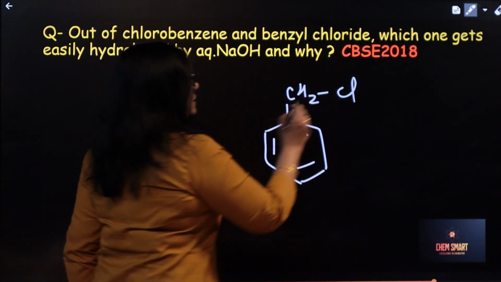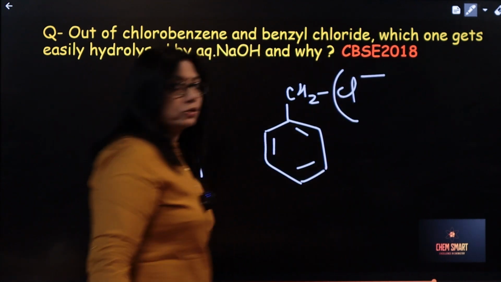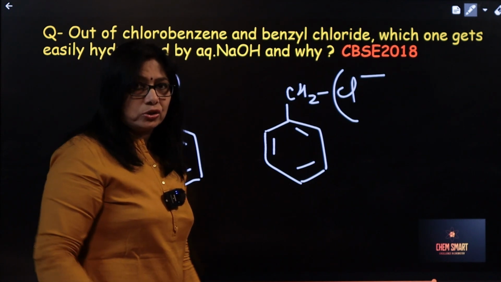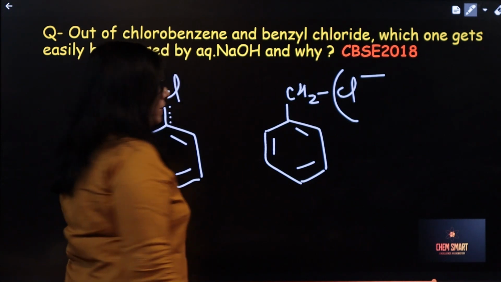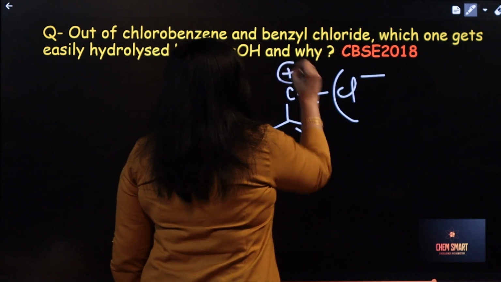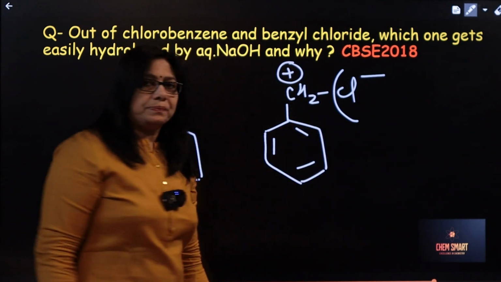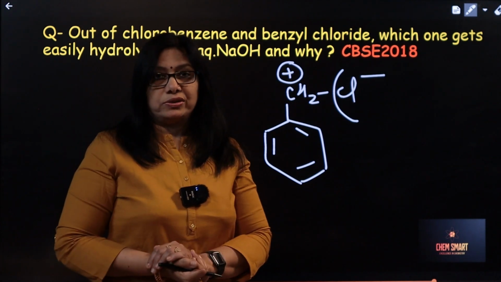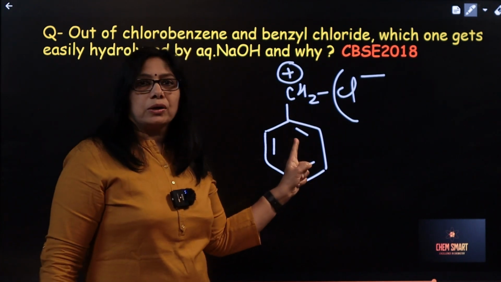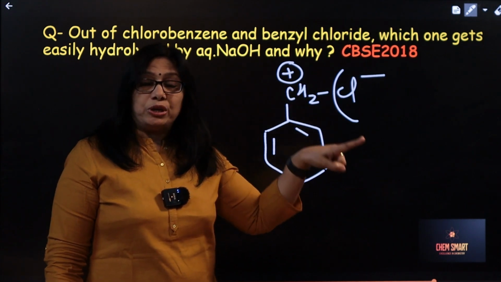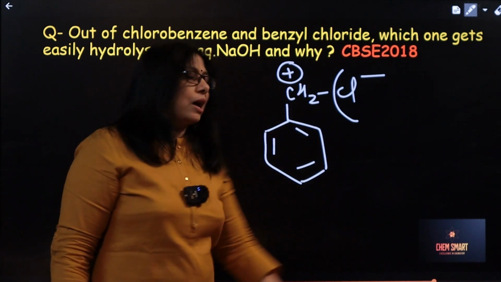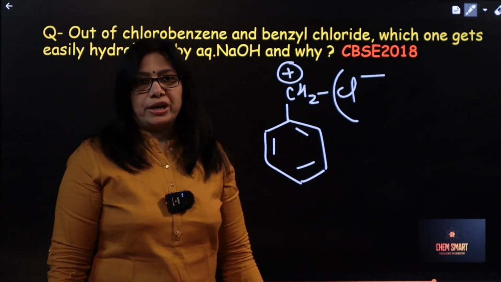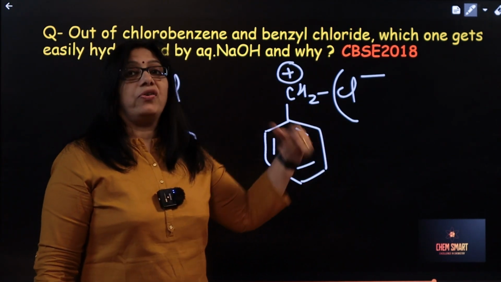So what happens here is when the Cl minus is lost, it can be lost easily because it is not on the benzene ring. So it is equivalent to alkyl halide in behavior. So you'll be getting the benzylic carbocation. And you have studied benzylic carbocation is stabilized by resonance. That means this can undergo nucleophilic substitution more easily compared to the chlorobenzene where there is a partial double bond character. So this one will react faster.